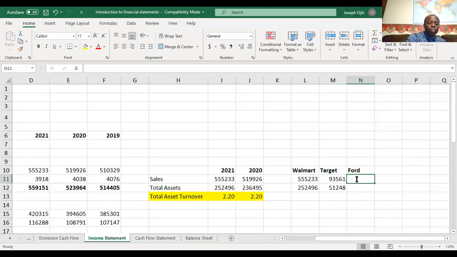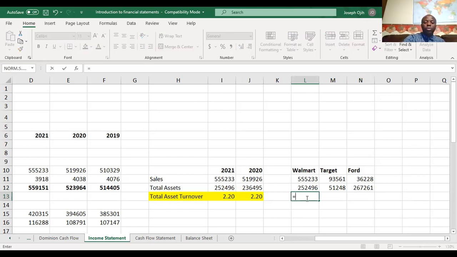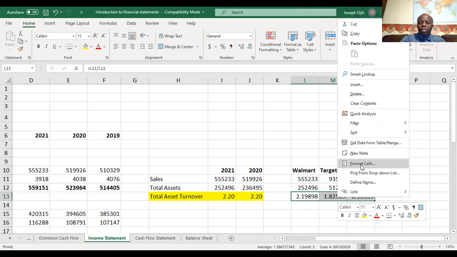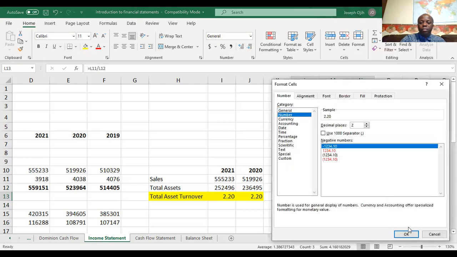Sales 36,228. Then we have 267,261. Now we can calculate the total asset turnover. Total asset turnover ratio equals sales divided by total assets. Then once we do the first calculation, we can just copy the formula to the other two, and it will carry out the calculation for us. And again, like I say, we can now format the sales, make it 2 decimal places.